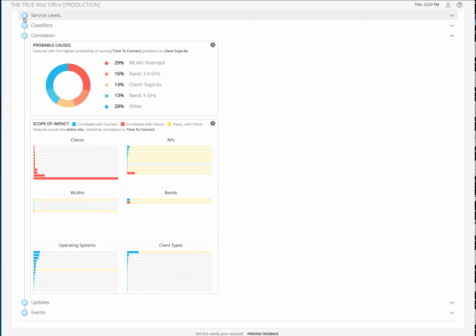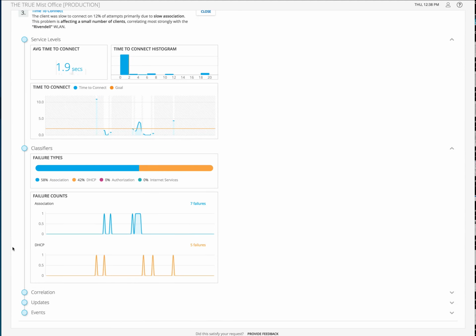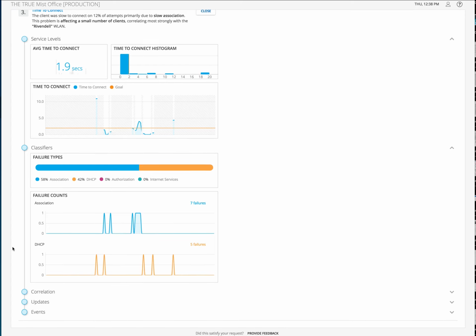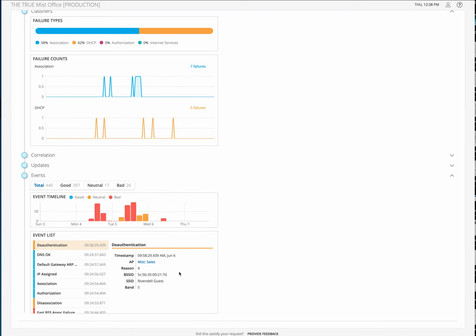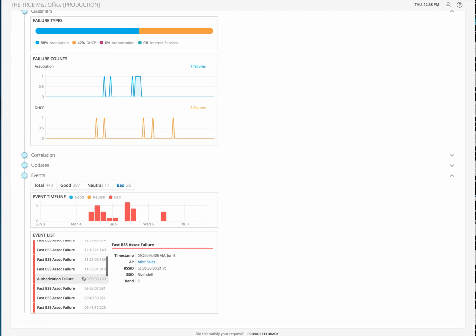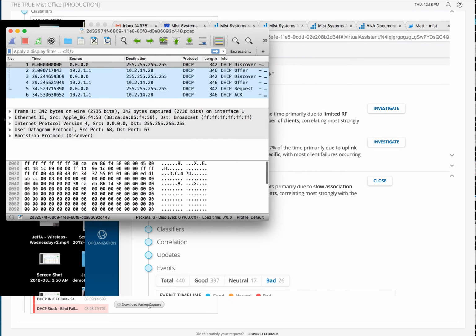We can then take a look at the service levels. And the classifiers will tell us the failure types, here noting that association and DHCP seem to be the problem. Looking at specific events, we can now focus on the bad and note a DHCP stuck event happened, and we're going to pull the dynamic PCAP that was generated automatically when it happened. This is a patented Mist feature.